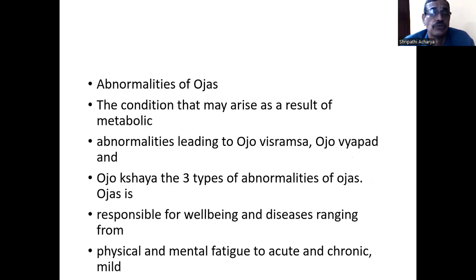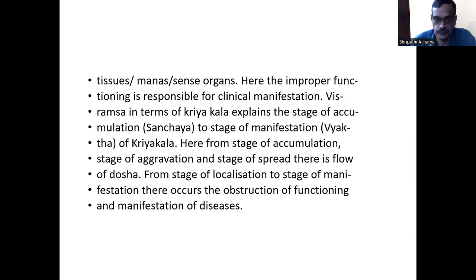Next, there will be altered results of metabolic abnormalities, leading to Ojo Visramsa, Ojo Vyapat, and Kshaya. Here the important functioning is reversible before clinical manifestation. Visramsa, in terms of Kriya Kala, explains the stage of accumulation, Sanchaya, up to the stage of manifestation, Vyakti, of Kriya Kala. Here, the stage of accumulation, stage of aggravation, and stage of spread flow into the stage of localization and the stage of manifestation, where obstruction of functioning and manifestation of disease occurs.